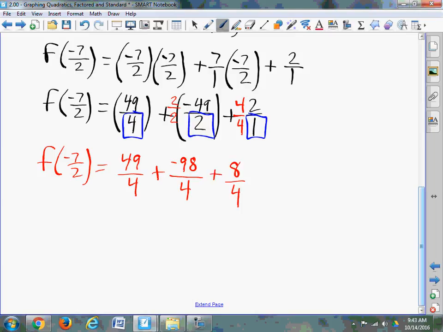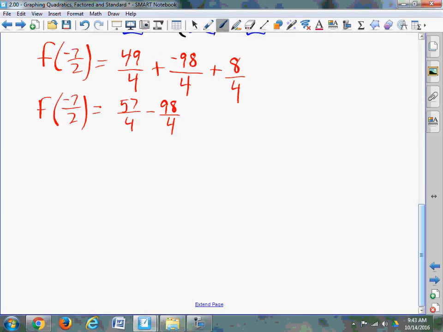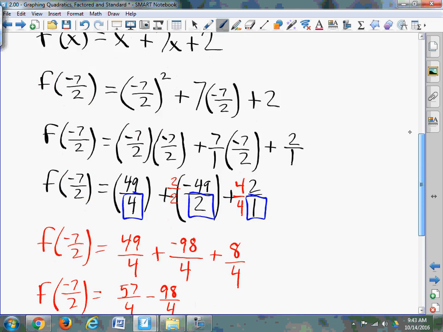Now everything's over 4. One of the things I like to do is just combine first everything that has the same sign and then combine the two that have different signs. So 49 fourths plus 8 fourths is 57 fourths. We still have minus 98 fourths. All right, and those have a difference of 41. All right, so f of negative 7 halves is equal to 41 fourths, which is 10.25. Now the 10.25 just helps us when we're plotting the point. All right, so all that work was just for the vertex.